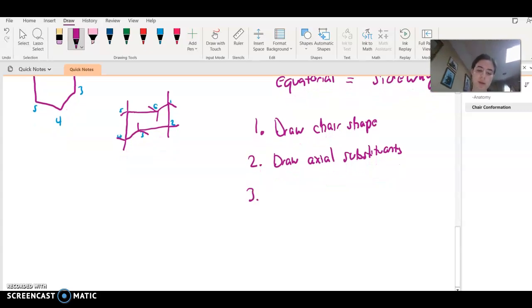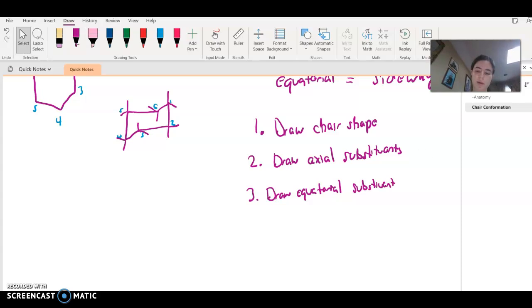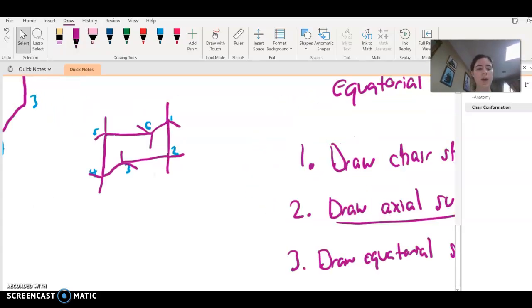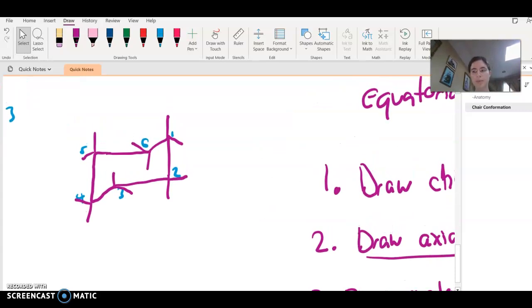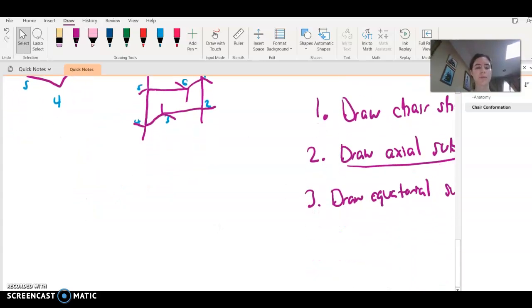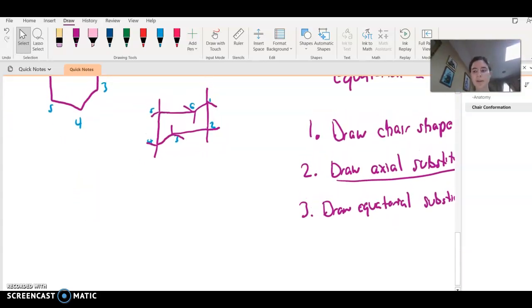Number 3, draw equatorial substituents. Now, a side note, when you're drawing the axial substituents, I usually start at the top point, the point going upwards, like this one here, and I make it go up, so that way it's all unified. Okay, now what about the other way?